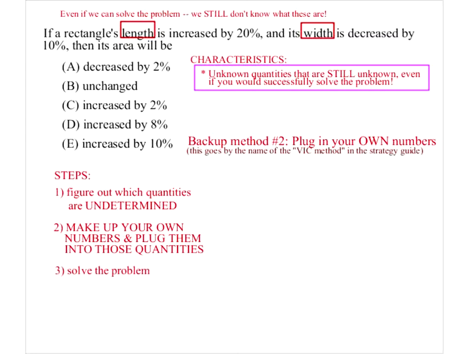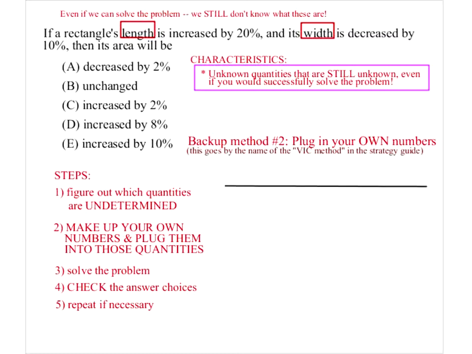And then you have to check the answer choices. And then repeat if necessary, which in this case you won't have to, but we'll show you a problem in a second that you might have to. Okay, so in this case, you figure out which quantities are undetermined. In this case, it's everything. It's just length, width. So let's go ahead and make a chart.